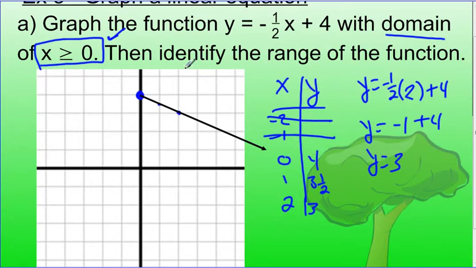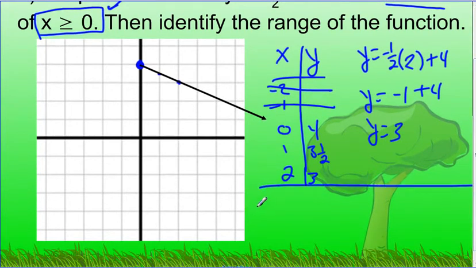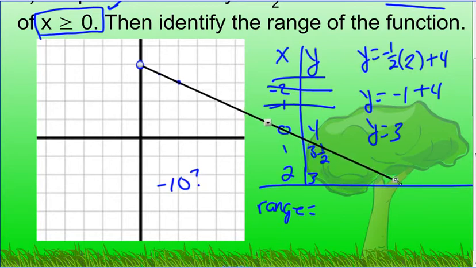Second step, identify the range. So the domain is the x values. The range are the y values. So you have to ask yourself, what y values, what up and down, is this line eventually going to go through? Now imagine it goes on forever this way. Is this line going to go through a y value of, say, -10? The answer is yes, it would. If I continue this line forever, I'm already at -1, -2, -3, -4, -5, -6, the whole way down, it will eventually go through -10. So -10 is part of the range.